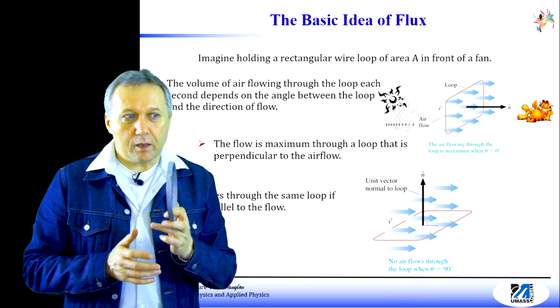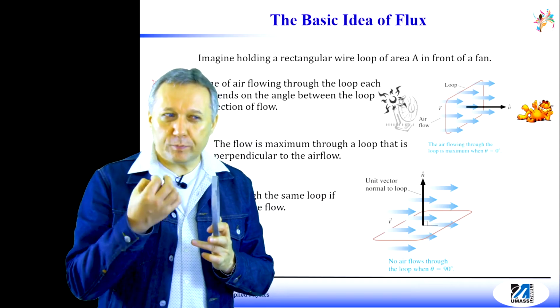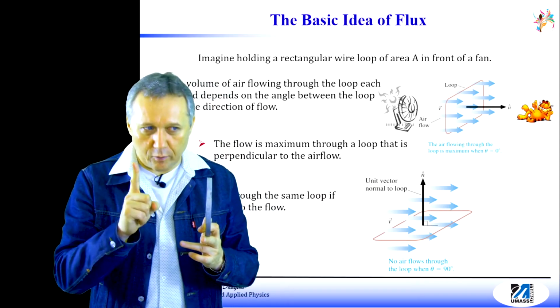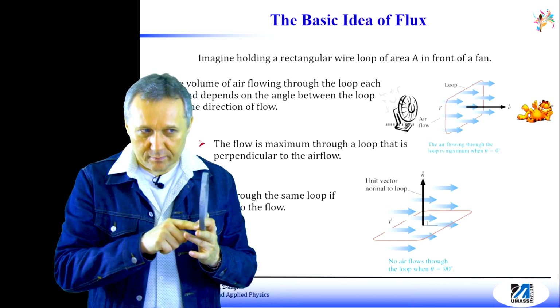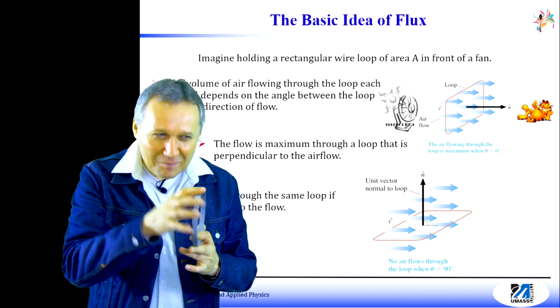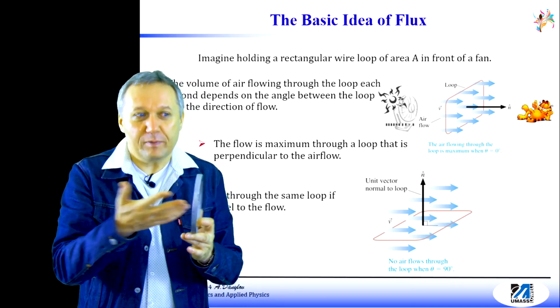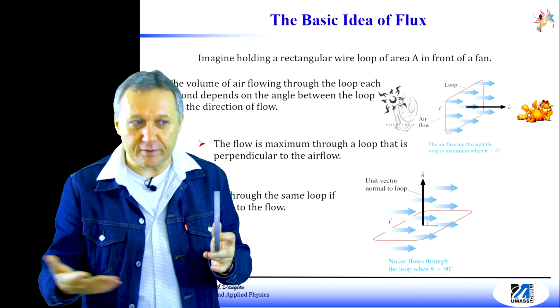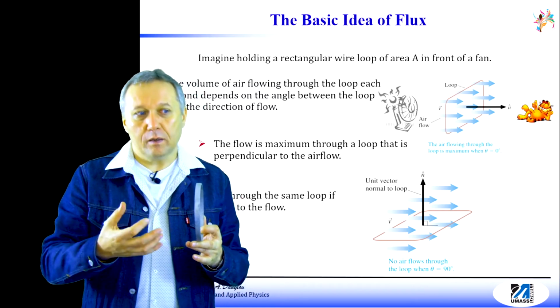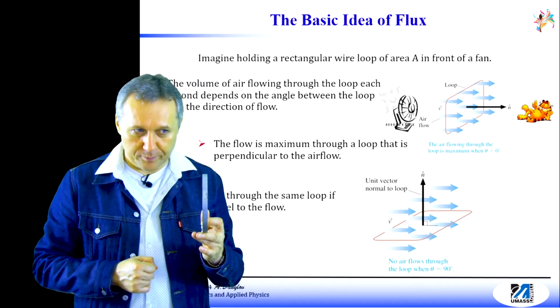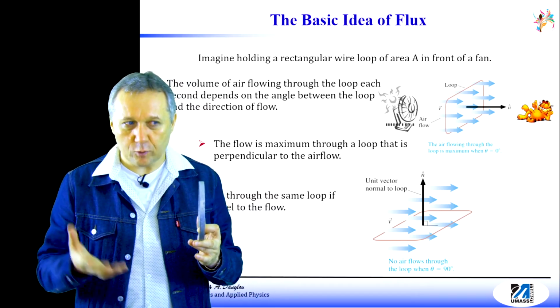Now I want to know which parameters must be involved in order to describe the amount of air per unit time crossing a loop. The amount of air, maybe 5 liters per second, 3 liters. Again, the amount of air per unit time crossing this loop. So which parameters must be involved, which quantities?